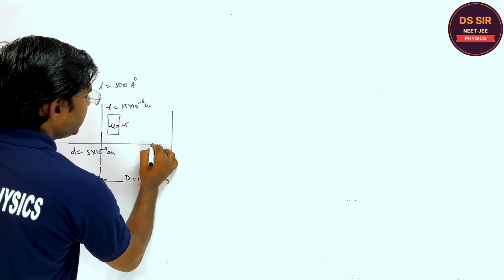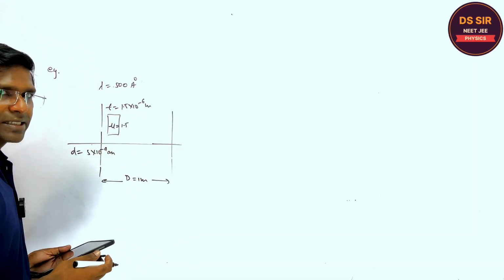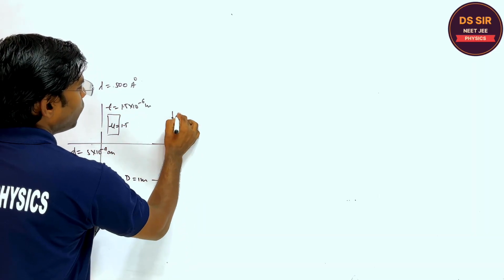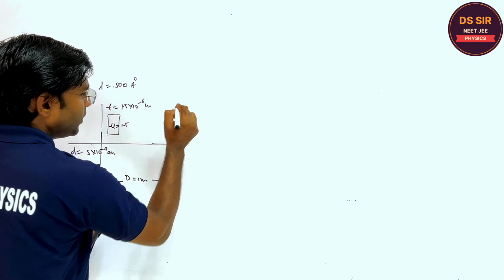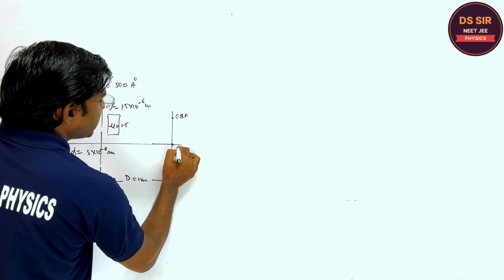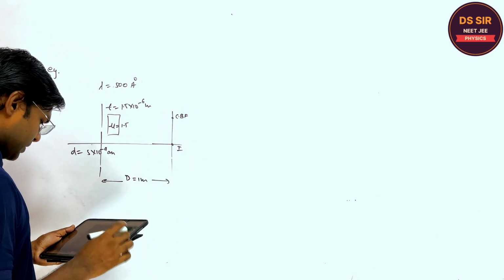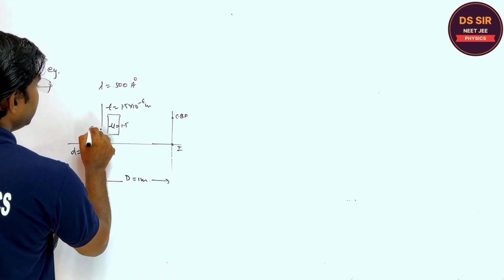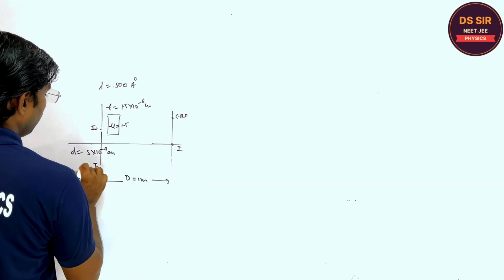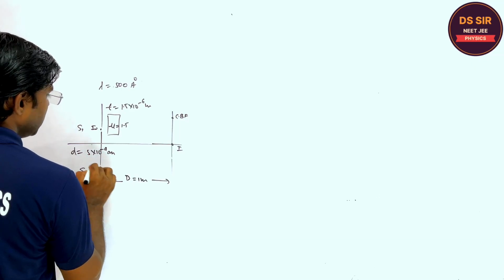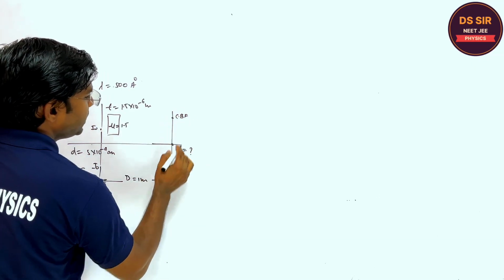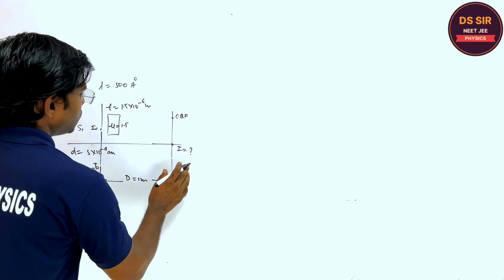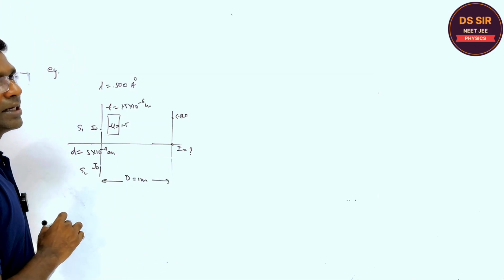Find the intensity. When you place the glass slab, the central bright fringe is shifted to this point. Here the intensity you have to find. Assume the intensity is I0 for both the sources S1 and S2. Here the intensity at the center you have to find. This is the question. So here we have to find the intensity.